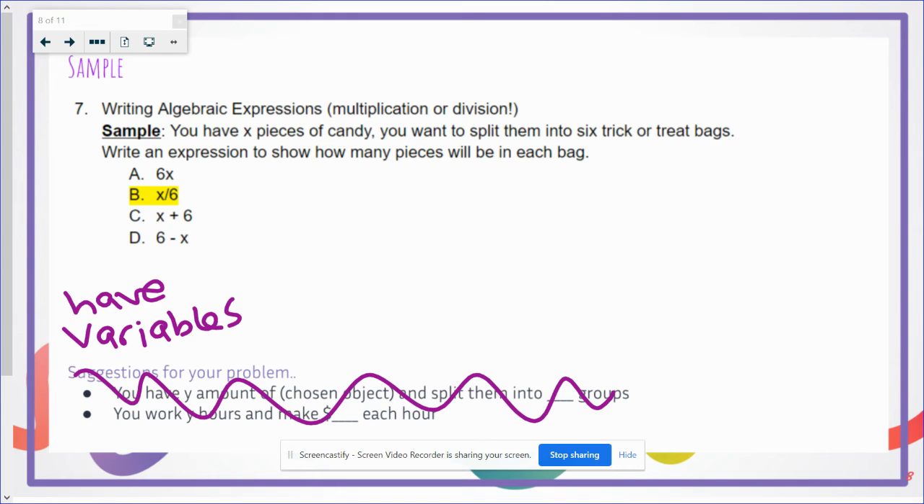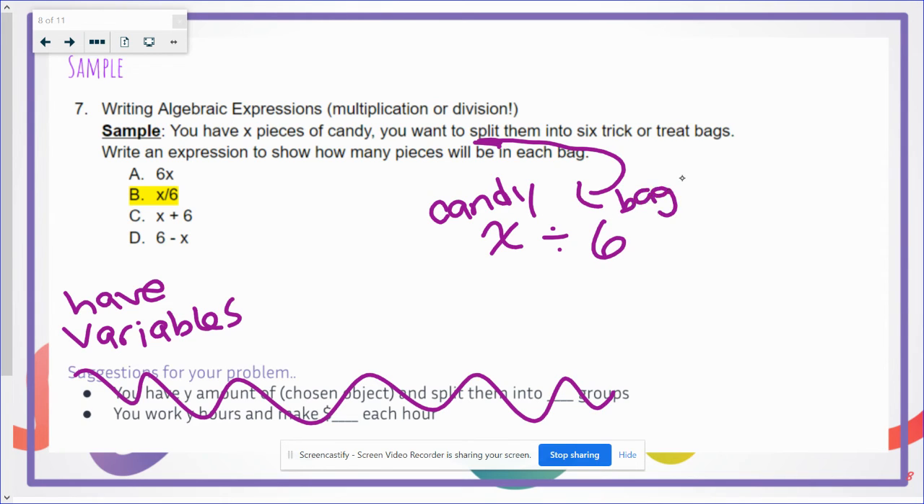All right, you have X pieces of candy. You want to split them into 6 trick-or-treat bags. Write an expression to show how much candy will be in each bag. All right, so I see that word split, so I'm thinking division. We are splitting up our candy, which is X, into the number of bags, which is 6. So our expression would be X divided by 6.